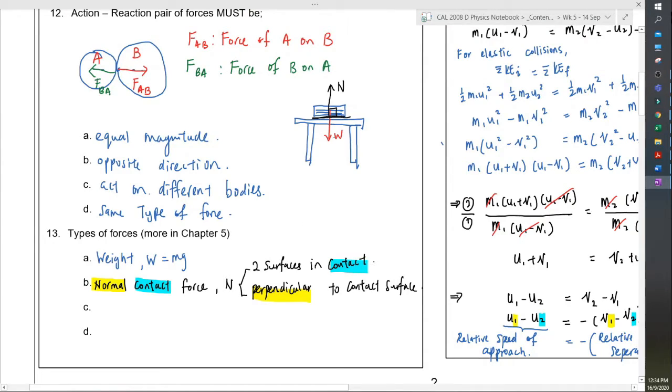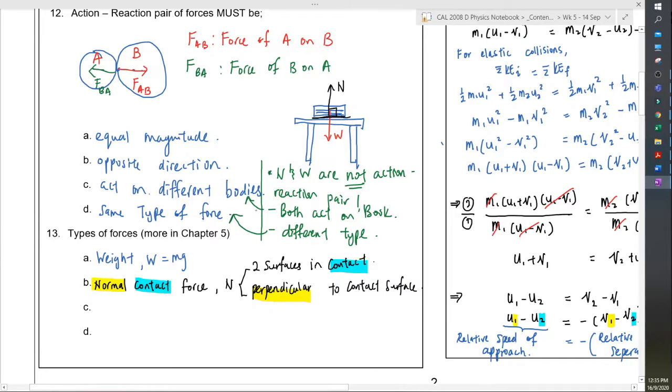A common misconception is to think that N and W are an action-reaction pair. But they are not. Miss, why not? They have equal magnitude and opposite direction, but they don't follow the third and fourth rules. They must act on different bodies. Both forces act on the book. They must also be of the same type, and they are different types. So this is not a Newton's third law action-reaction pair.